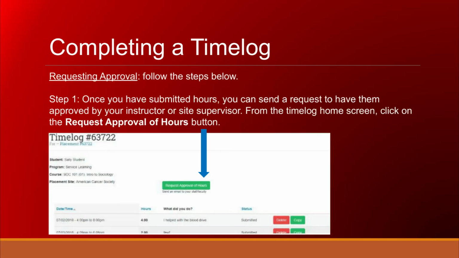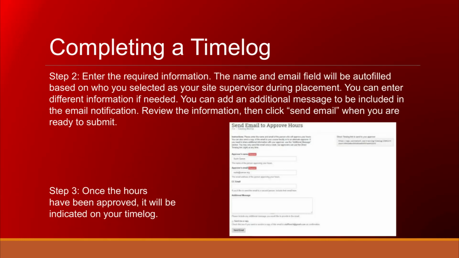The final form you will need to complete is the form to submit your time log. On your homepage, click the Update Your Time Log button. With all your time entries entered in, click on the Request Approval of Hours button. Enter the required information in the form.